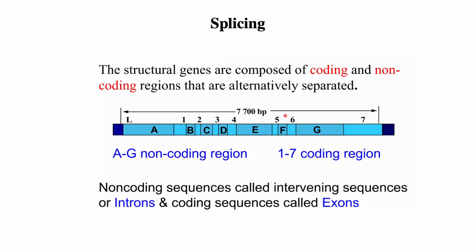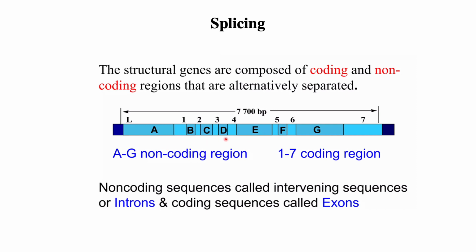The structural genes are composed of coding and non-coding regions that are alternatively separated. That is, in the gene, that is the DNA, some regions code for proteins while some don't. And when transcription happens, this whole DNA is converted to an RNA transcript. But all of these are not necessary to code for proteins. Only the coding regions are retained in the final mature functional RNA transcript. So these coding and non-coding regions are alternatively separated in the primary transcript.